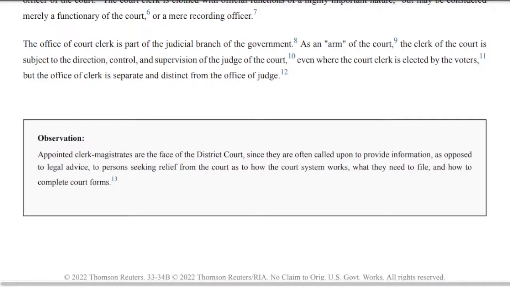So if we have anyone out there still, look at this observation. Appointed clerk magistrates are the face of the district court. Okay? And since they are called upon to provide information as opposed to legal advice, they're providing information, not legal advice. Persons seeking relief from the court as to how the court system works, what they need to file, and how to complete court forms. So that's the appointed clerk magistrates are the face of the district court.